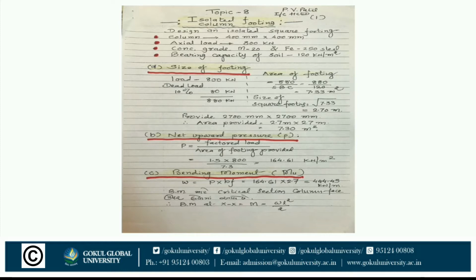Now third step, bending moment Mu. Bending moment for the critical section is taken on the face of the column. Therefore BM will be WL square by 2. So W will be P into width of footing. W is equal to 164.61 into 2.7, which is equal to 444.45 kilonewton per meter. That is the weight per meter.